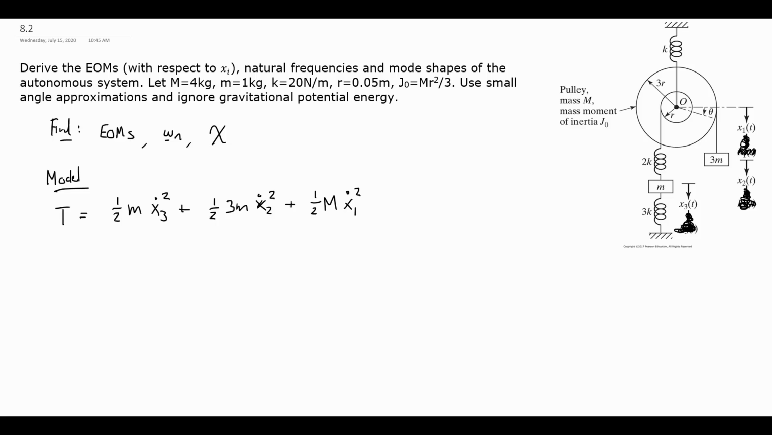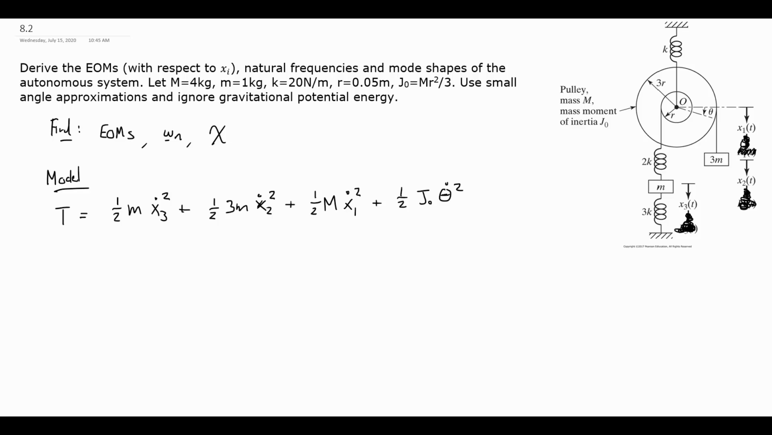And finally, we want to account for the rotational kinetic energy of the pulley. So that's 1/2 times its mass moment of inertia. I'll use J naught for now, but we are told to make J naught equal to mr squared over 3. And that will get multiplied by its angular velocity squared. Its angular position about its own center of mass at O is theta. So we're going to use theta dot, and that gets squared.